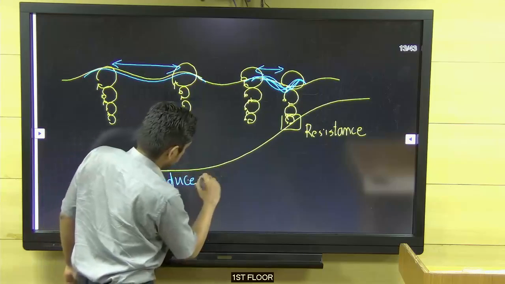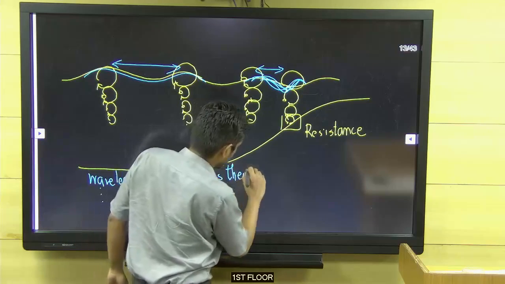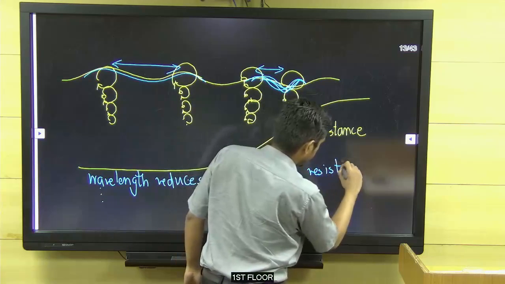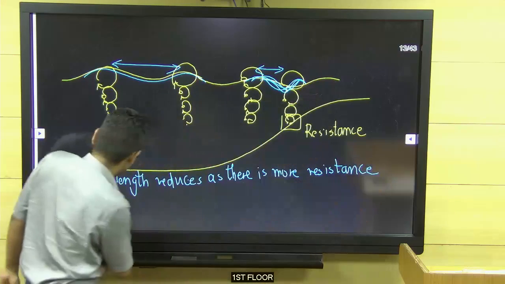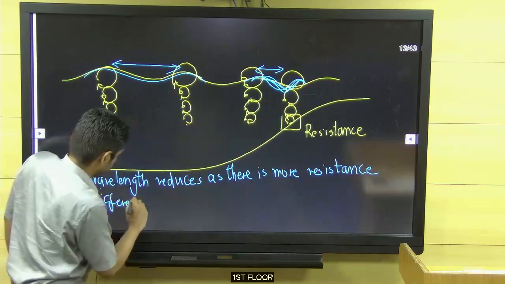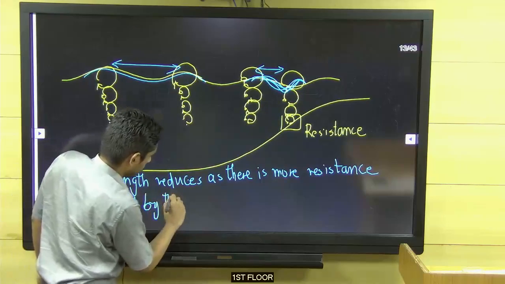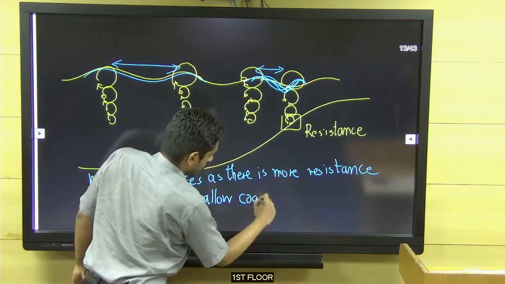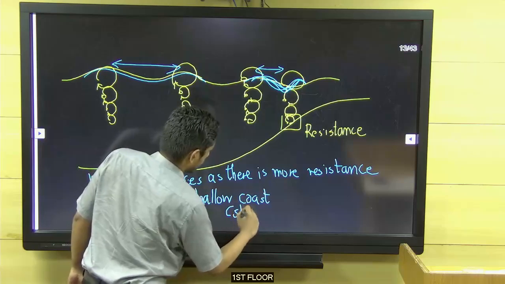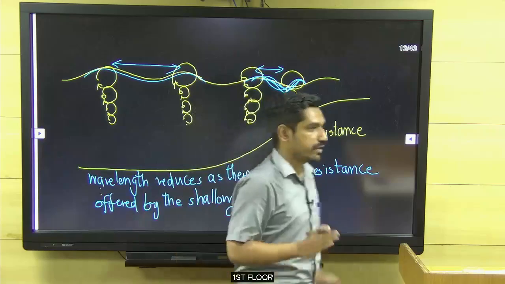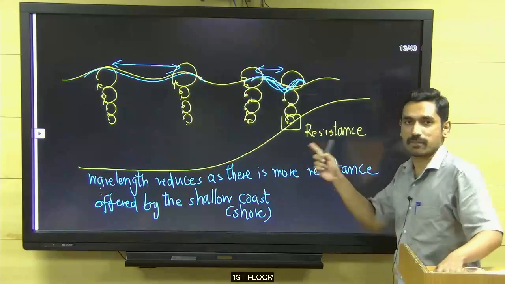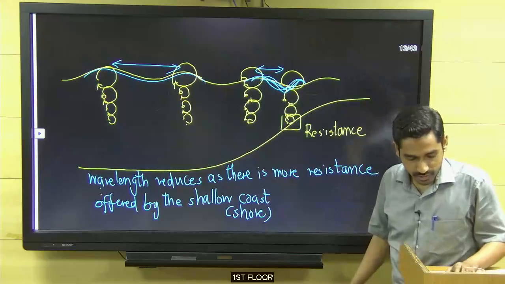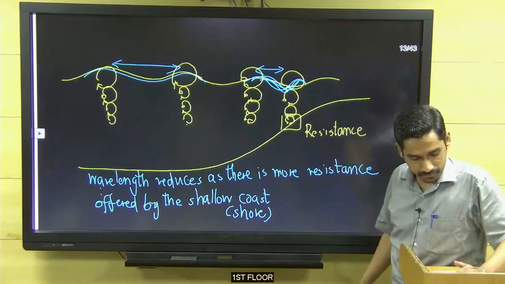Wavelength reduces as there is more resistance offered by the shallow coast, shallow shore or shallow coast. Now you face resistance naturally, just like the traffic police example. The second person will cover the distance. So naturally the wavelength will become small.